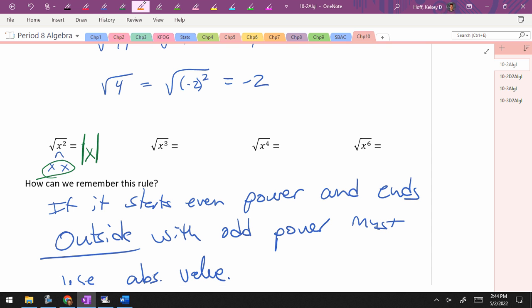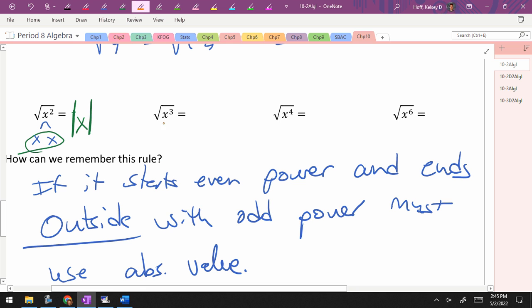Let's go to the next one. X cubed really could be x, x, and x, yes? You can break it into three. Do you have a group? I have a group. What do I do with it? Put it out front. But what do I have remaining? Another x. So I still have the square root of x in jail.